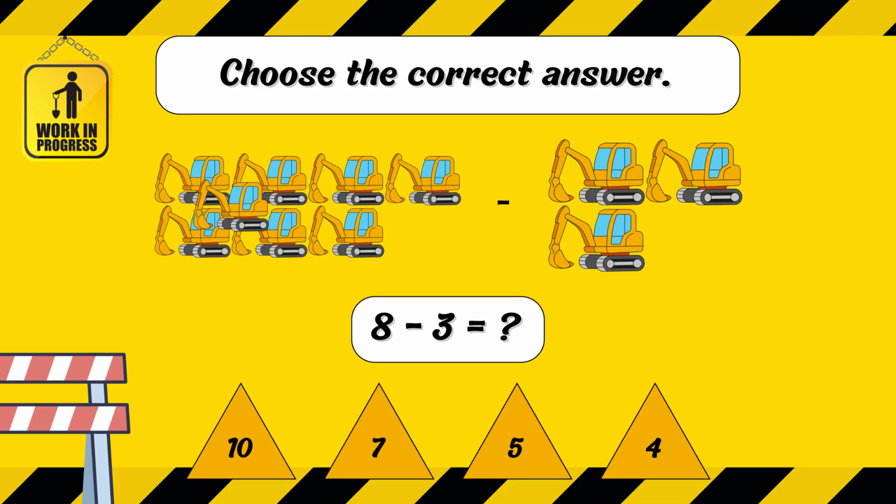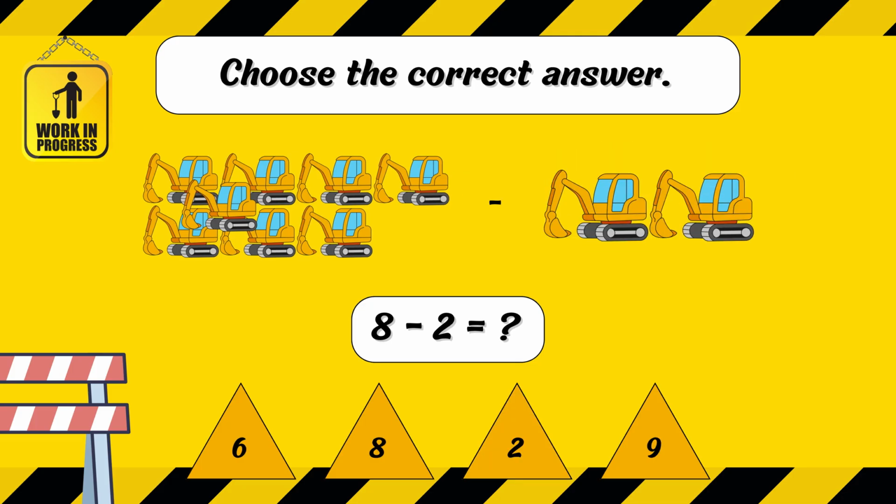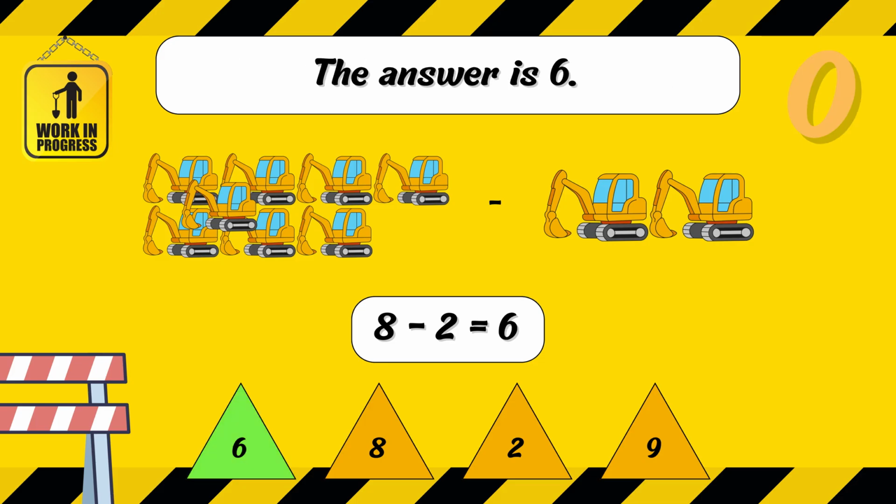Choose the correct answer. 8 minus 3 equals? The answer is 5. 8 minus 3 equals 5. Choose the correct answer. 8 minus 2 equals? The answer is 6. 8 minus 2 equals 6.